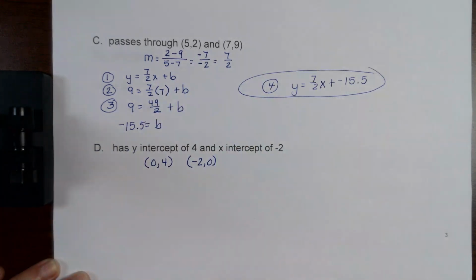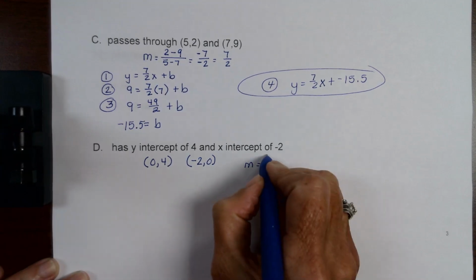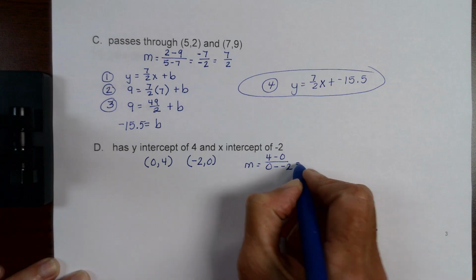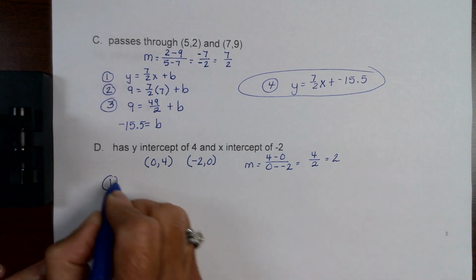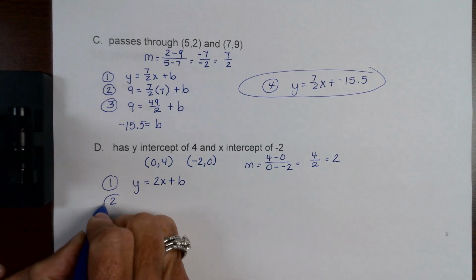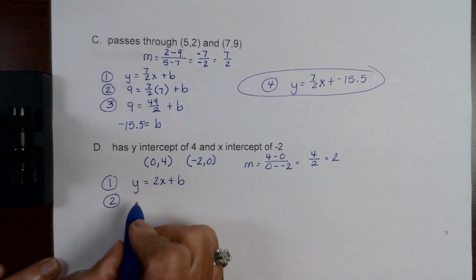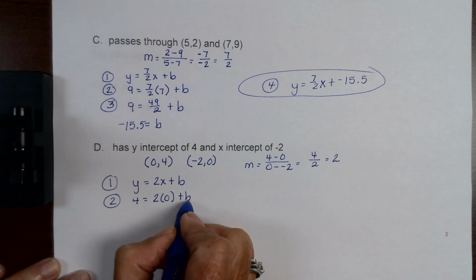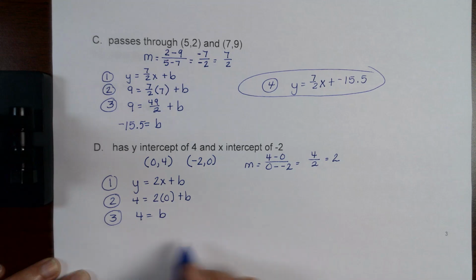Then I go back and do the same thing I did up there. So I can find the slope. The slope is 4 minus 0 over 0 minus a negative 2. So it's 4 over 2, or 2. So first step, plug in the slope. Second step, plug in the points. It doesn't matter which points you use. Let's just use the first one. So 4 is equal to 2 times 0 plus b. Very quickly then, we find out that b is equal to 4.